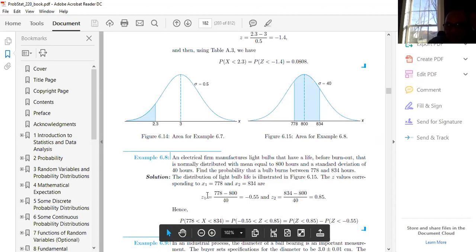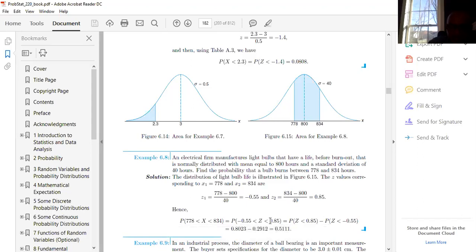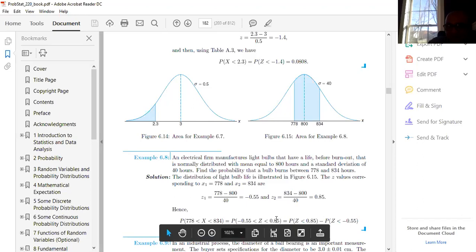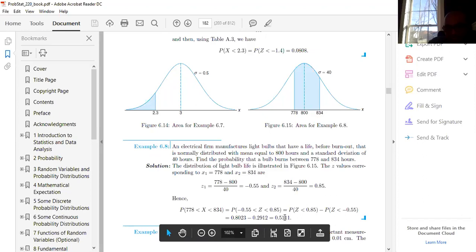So just plug the values in and you are going to get z1 equal to negative 0.55 and z2 equal to 0.85. That means the probability that x lies between 778 and 834 is equivalent to the probability that z lies between negative 0.55 and 0.85. And you know this from our previous theoretical work, article 6.2: it is equal to the probability of z less than 0.85 minus the probability of z less than negative 0.55. Again, you can use the table, page number 735-36. You get one answer for the first and one for the second. Subtract them, and whatever you get is your answer.